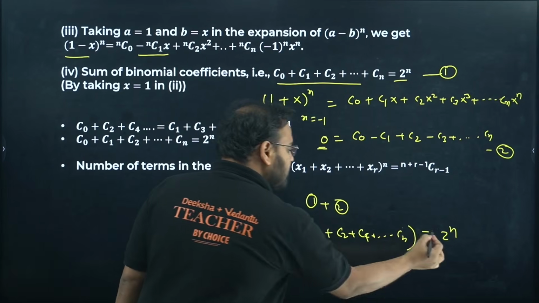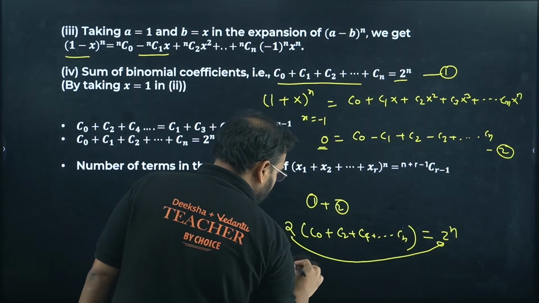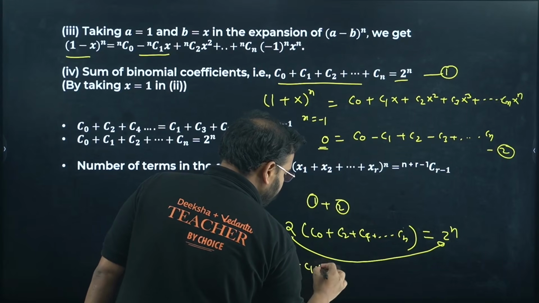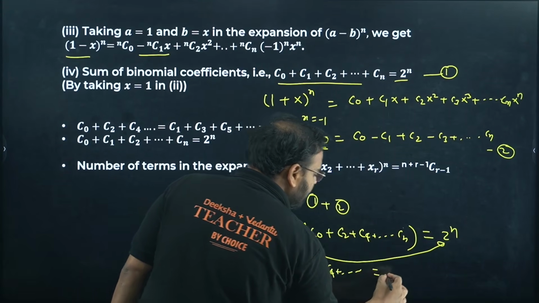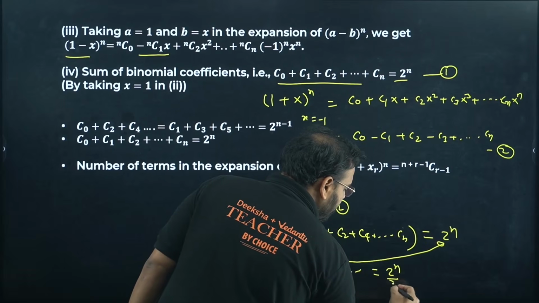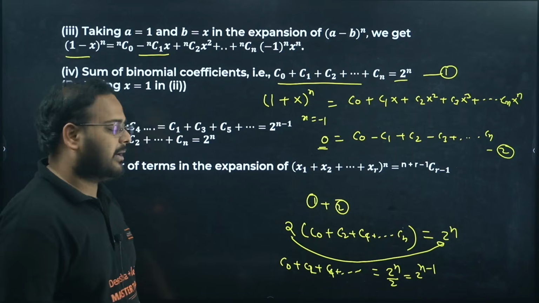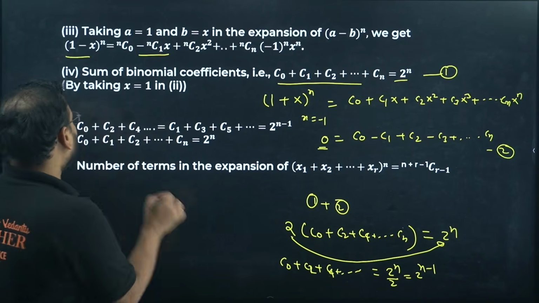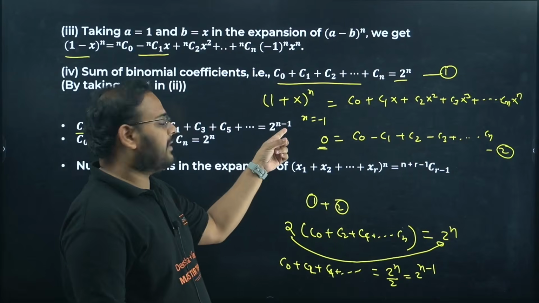Now move this 2 to that side, and this result becomes c0 plus c2 plus c4, all the way like this. It becomes 2 power n by 2, and this is nothing but 2 power n minus 1. Now this is the result it was talking about: c0, c2, c4. If you add the even terms, 2 power n minus 1 is the result.